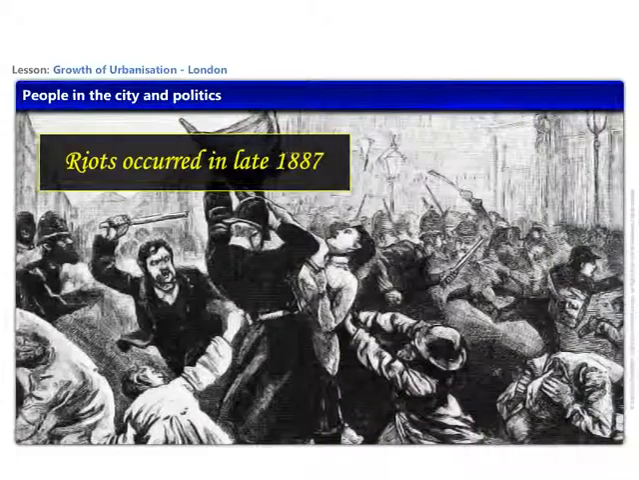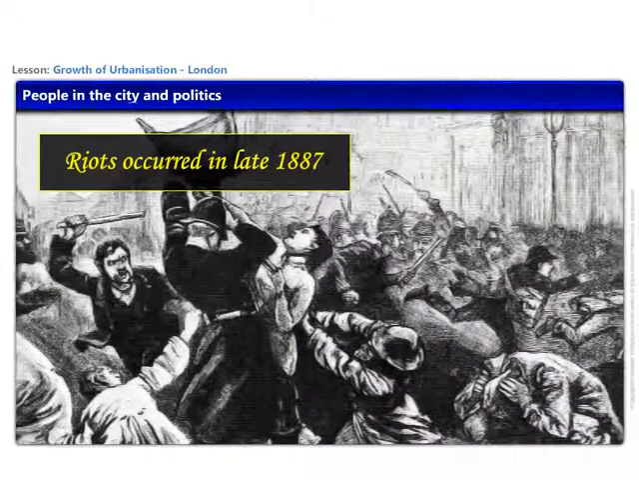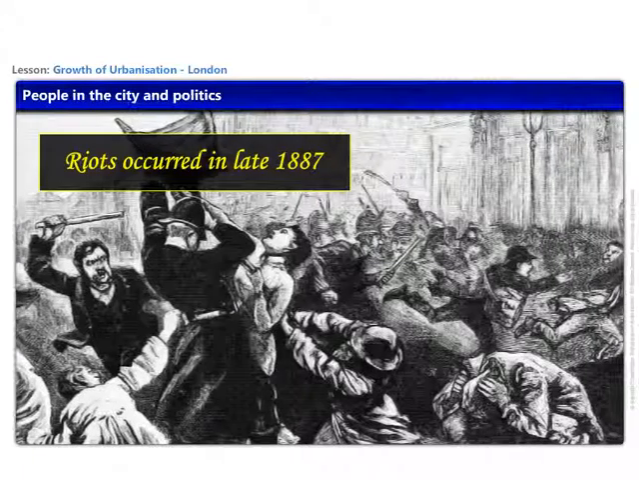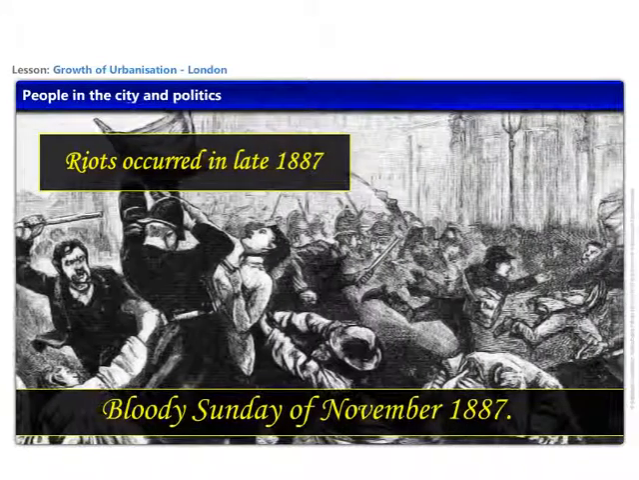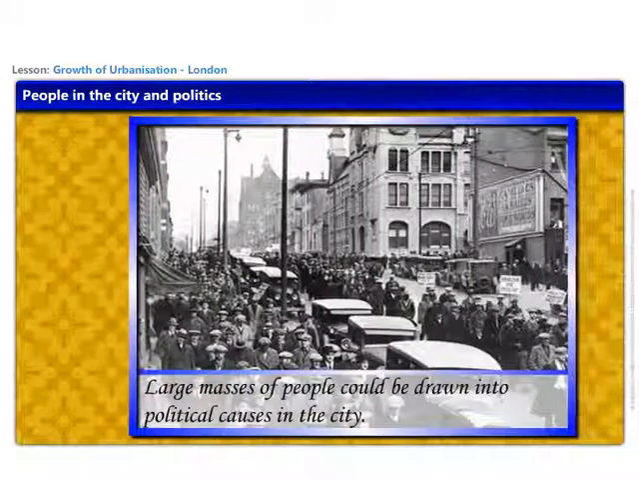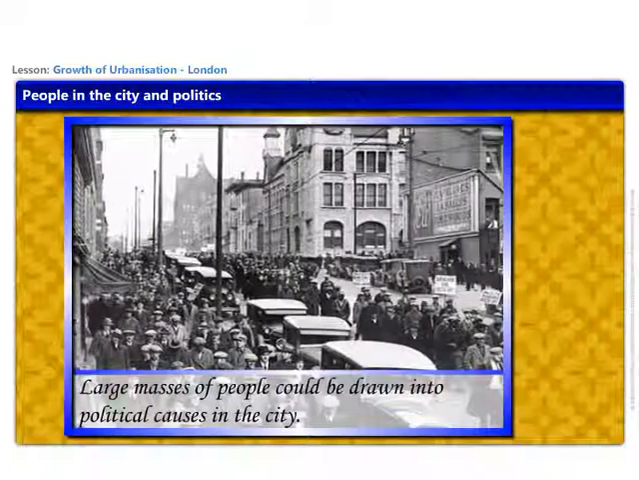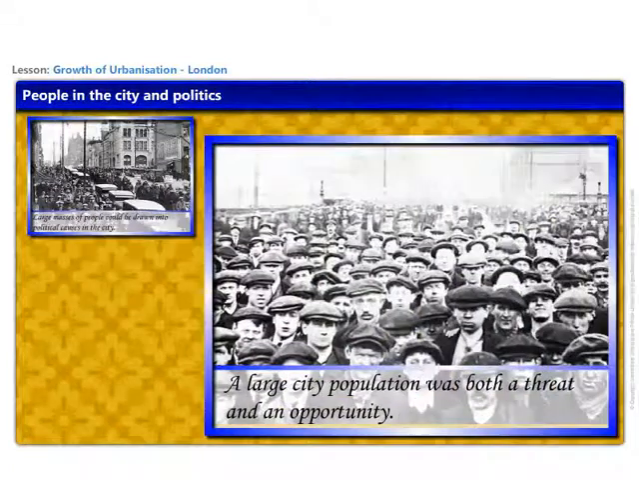Similar riots occurred in late 1887, which were brutally suppressed by the police and later came to be known as the Bloody Sunday of November 1887. From these examples, it is clear that large masses of people could be drawn into political causes in the city. Thus, a large city population was both a threat and an opportunity.